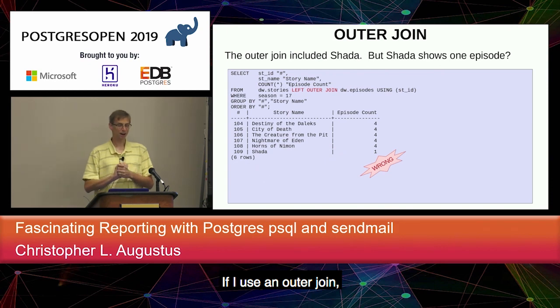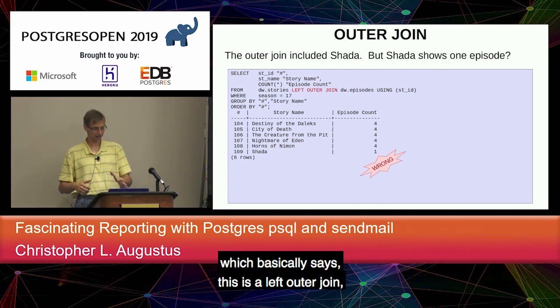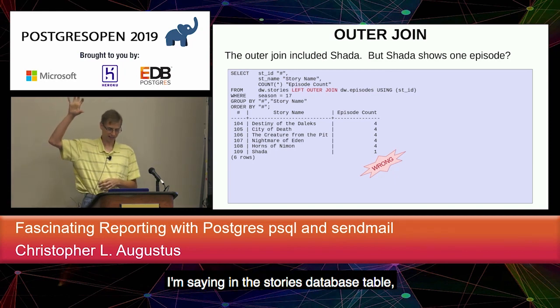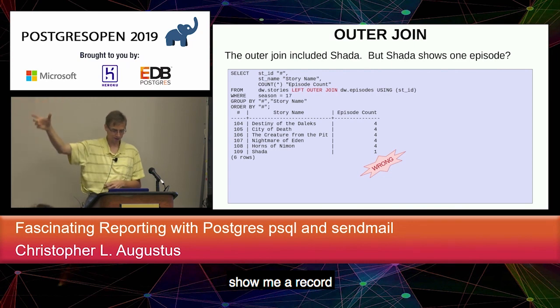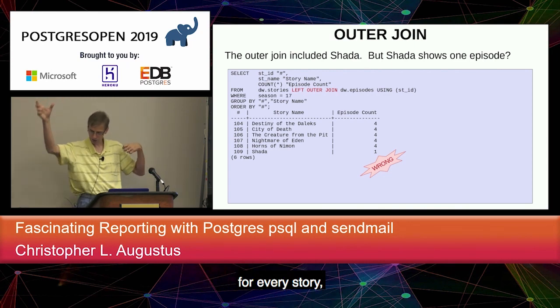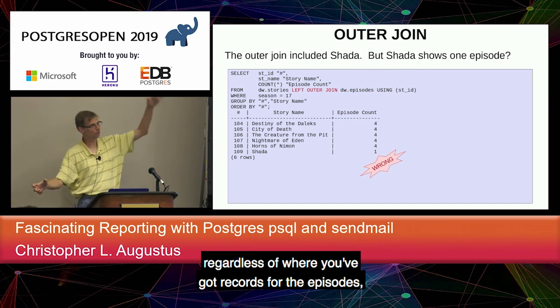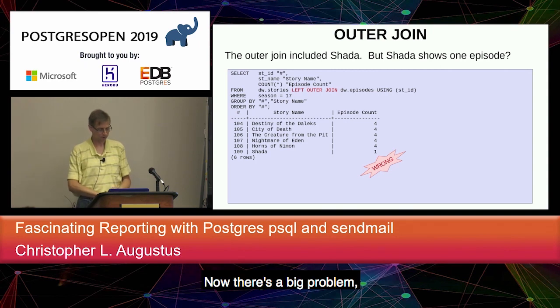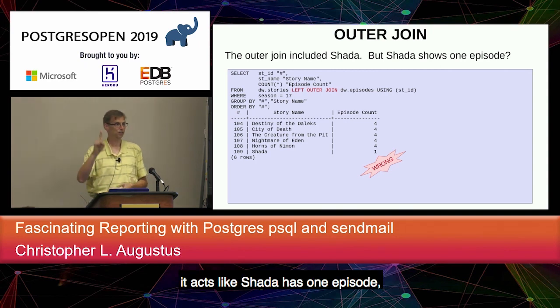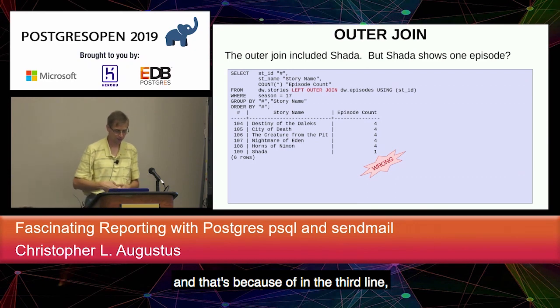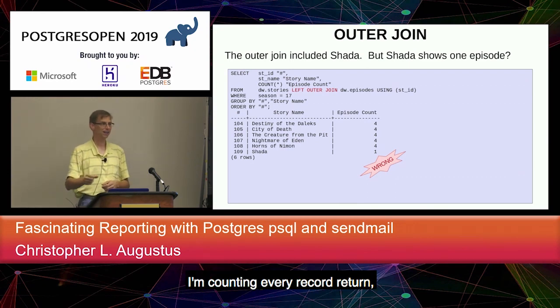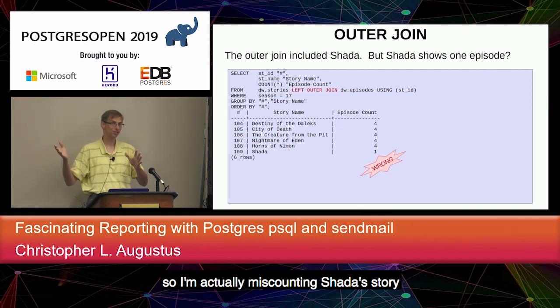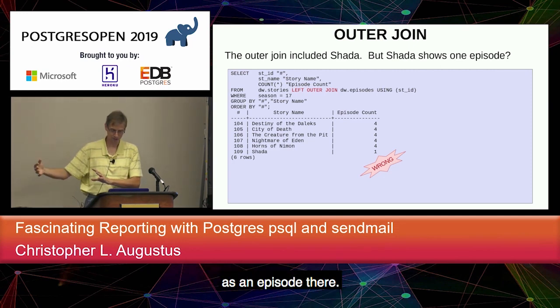If I use an outer join, which is a left outer join, I'm saying in the stories database table, show me a record for every story, and regardless of whether you have records for the episodes, it doesn't matter. I want to see every record for the stories. But now there's a big problem. It acts like Shada has one episode, and that's because in the third line, the count star, I'm counting every record returned, so I'm actually miscounting Shada's story as an episode there.